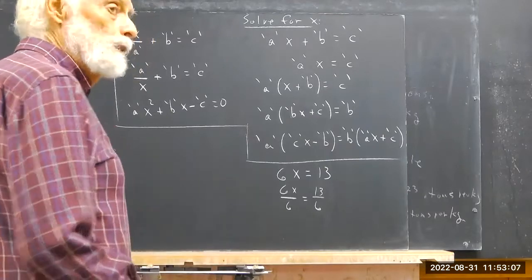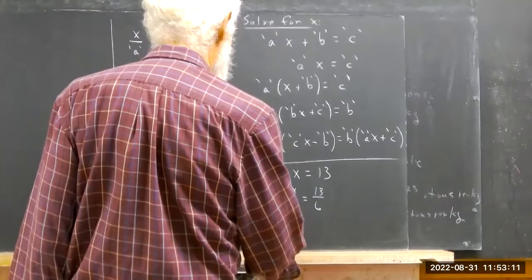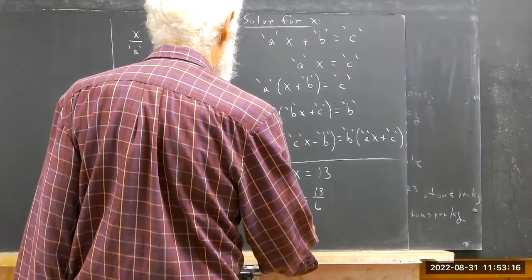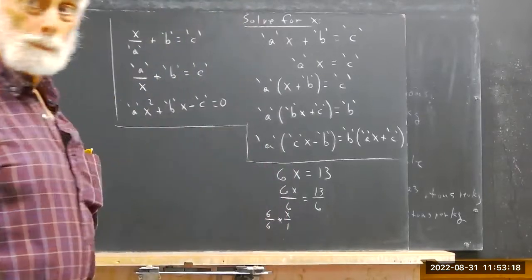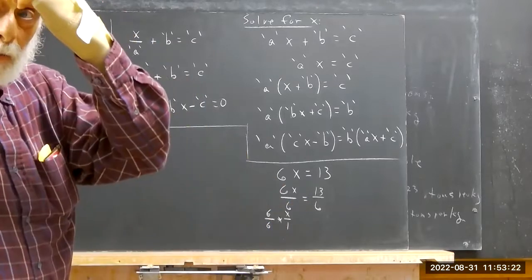6x over 6, if you know fractions, is just the same as 6 over 6 times x over 1. Now, we went over multiplication of fractions last time.